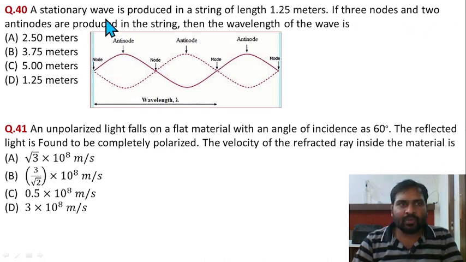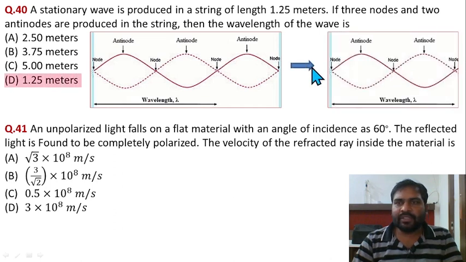3 nodes and 2 antinodes. So this is 3 nodes and in between there are 2 antinodes as well. So this length is going to be equal to lambda. So for a string of length 1.25 meters, the wavelength of the wave is the same, 1.25 meters. Option D is correct here.